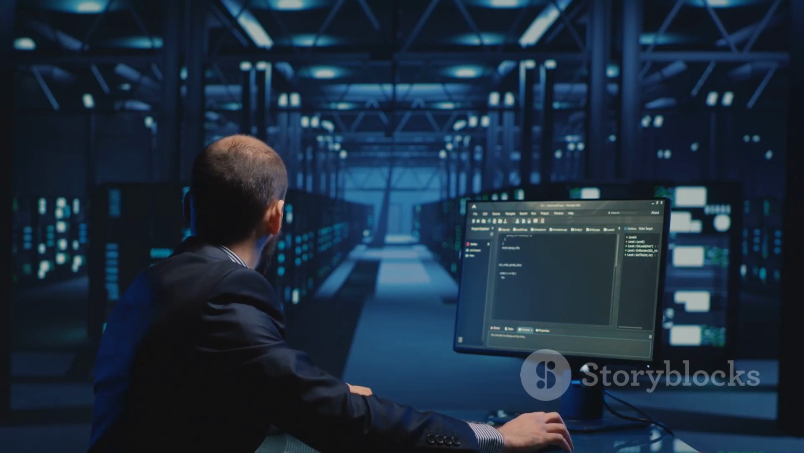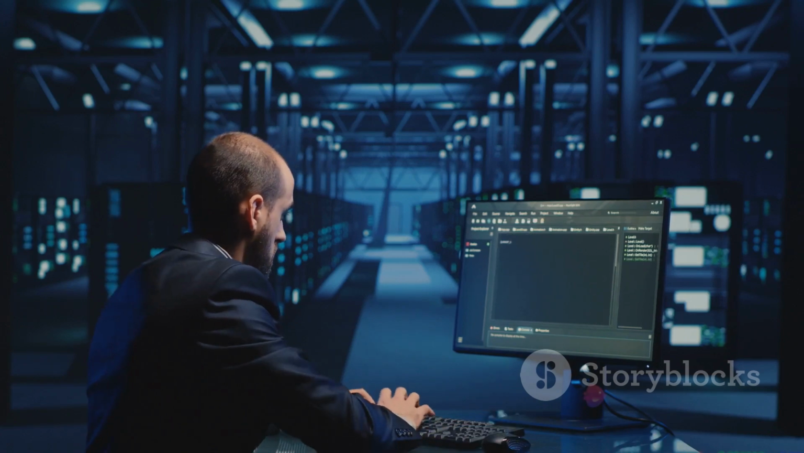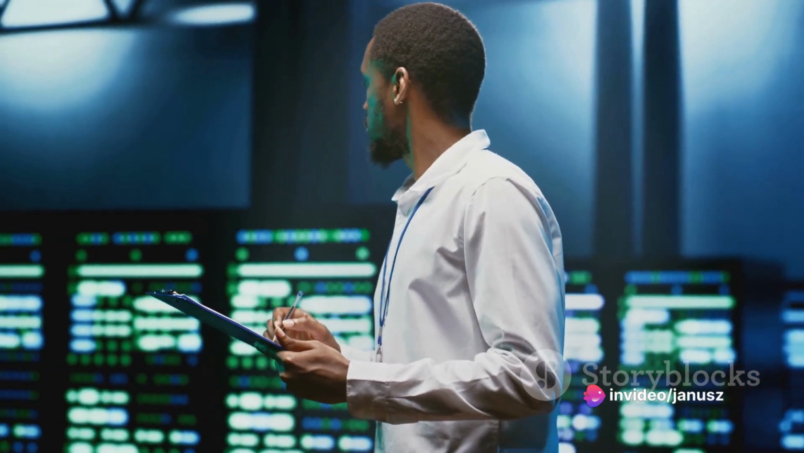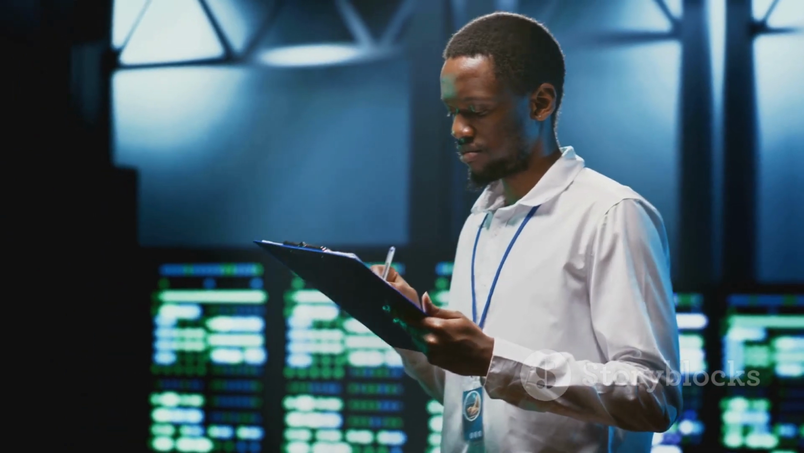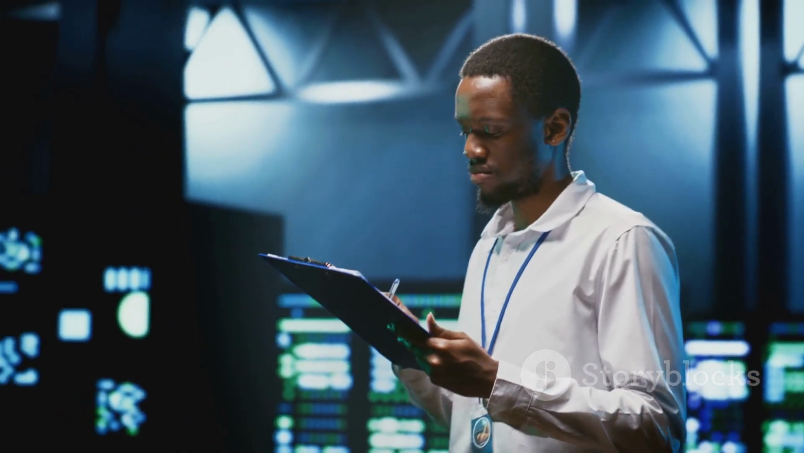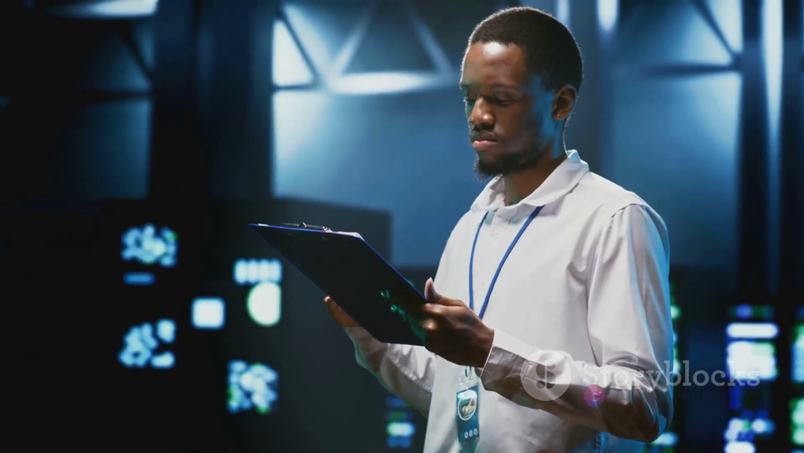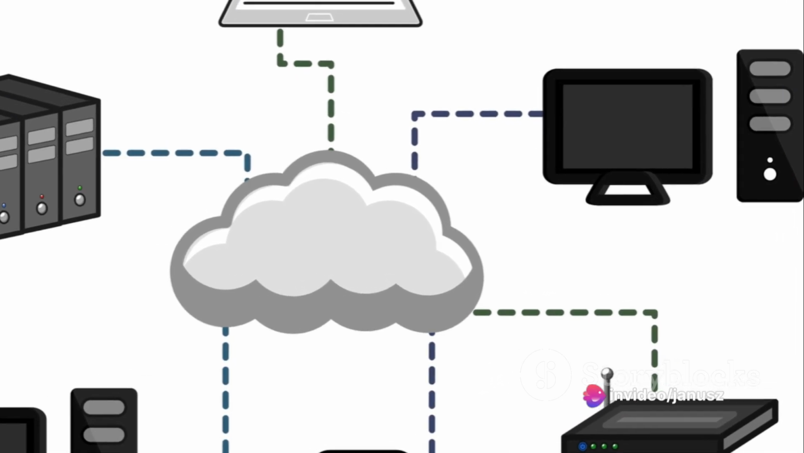First up, creating access policies. This is where we decide the rules of the game. Who gets to access the network? From which devices? And at what times? These are some of the questions we need to answer when setting up our policies. It's a bit like deciding who gets an invite to your exclusive party and what they can bring along.